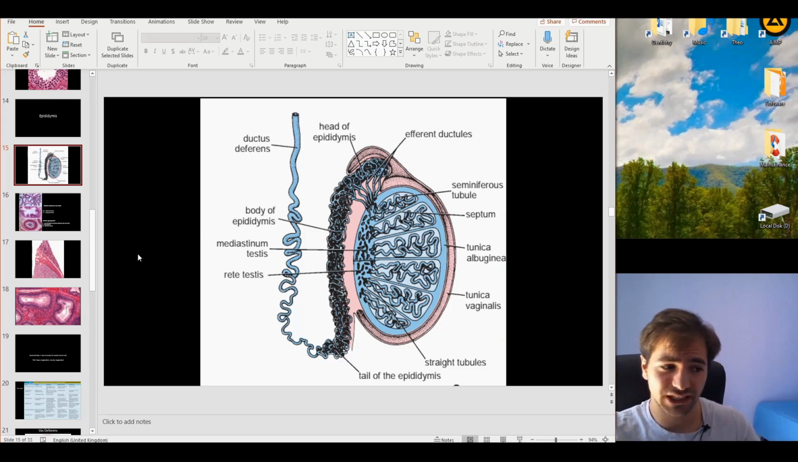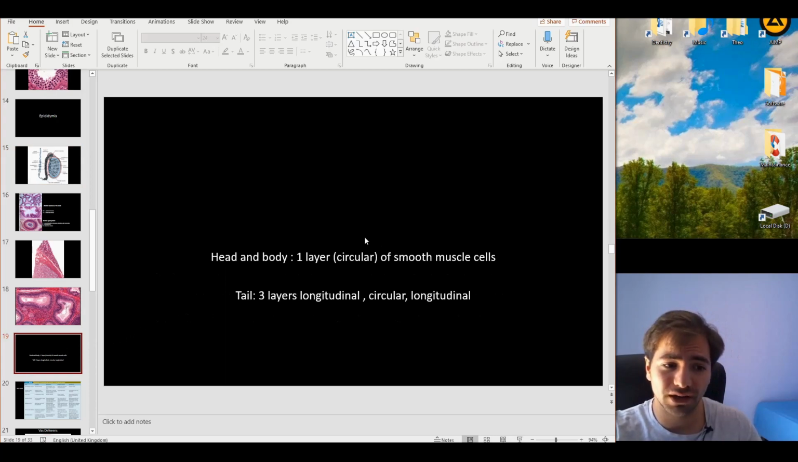Now, interestingly, the head and the body of the epididymis contain only one layer of smooth muscle cells. Why do I specify head and body? What's the point? In comparison, the tail has three layers of smooth muscle cells.